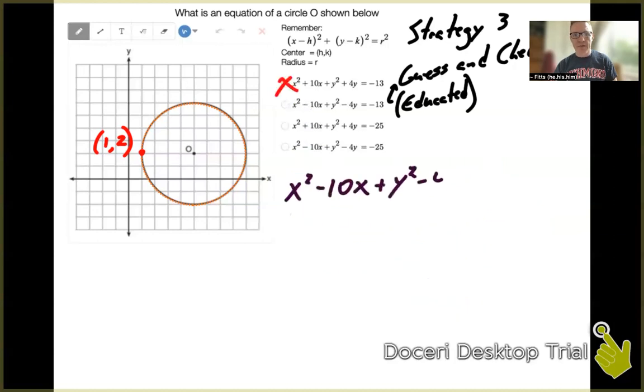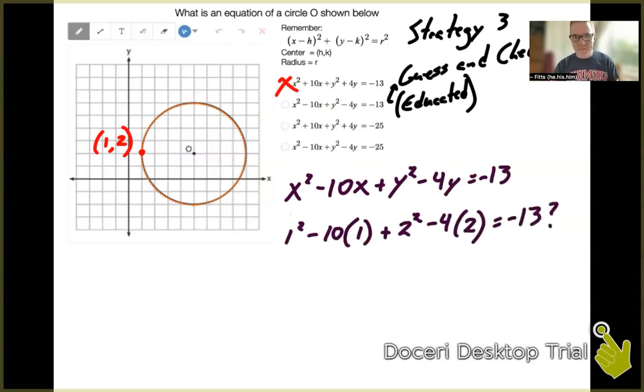All right, let's try the next one. So it's more like plug and chug and guess instead of guess and check. But it's not random guessing, right? I'm not just plugging in random points to figure it out. I just want to see, and you could try one of these other points too. That would also work. So x squared. So 1 squared minus, so this is the difference here.